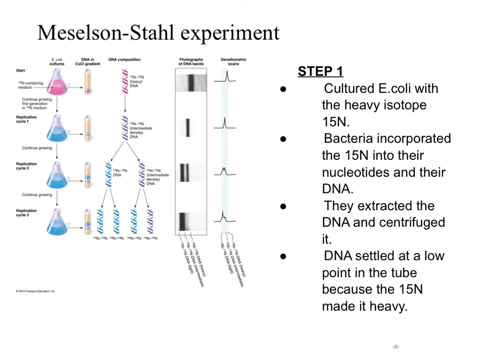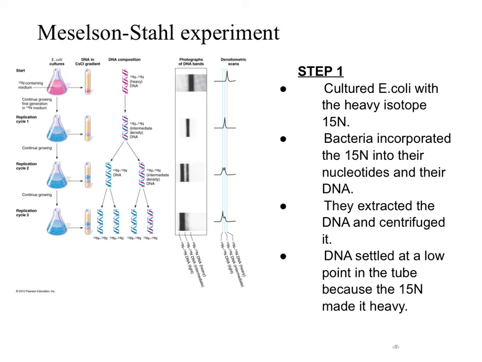What Meselson and Stahl did, they cultured E. coli with a heavy isotope, 15 nitrogen. Okay, so it's a heavy nitrogen. The bacteria incorporated the 15 nitrogen into the nucleotides in their DNA. They extracted the DNA and centrifuged it, so essentially they spun it really, really fast to separate the DNA, and they found that the DNA settled at the low point in the tube because it was made of heavy DNA. So when you spin it in the centrifuge, it separates different molecules by how heavy they are.